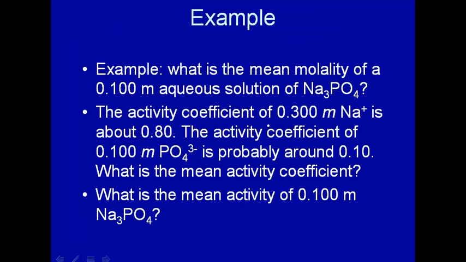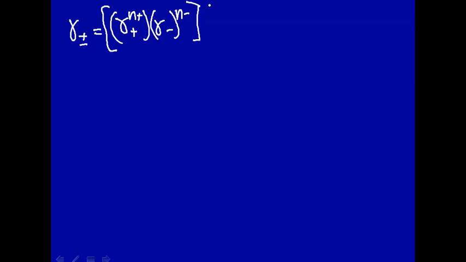All right, the activity coefficients, we're going to estimate these. For a 0.3 molal solution, the activity coefficient of sodium is about 0.8. The activity coefficient of PO4 is around 0.1. So what's the mean activity coefficient? The mean activity coefficient, gamma plus minus, is the activity coefficient of the plus species raised to the n plus power, times the activity coefficient of the minus species raised to the n minus power, and all this is raised to the 1 over n plus minus power.